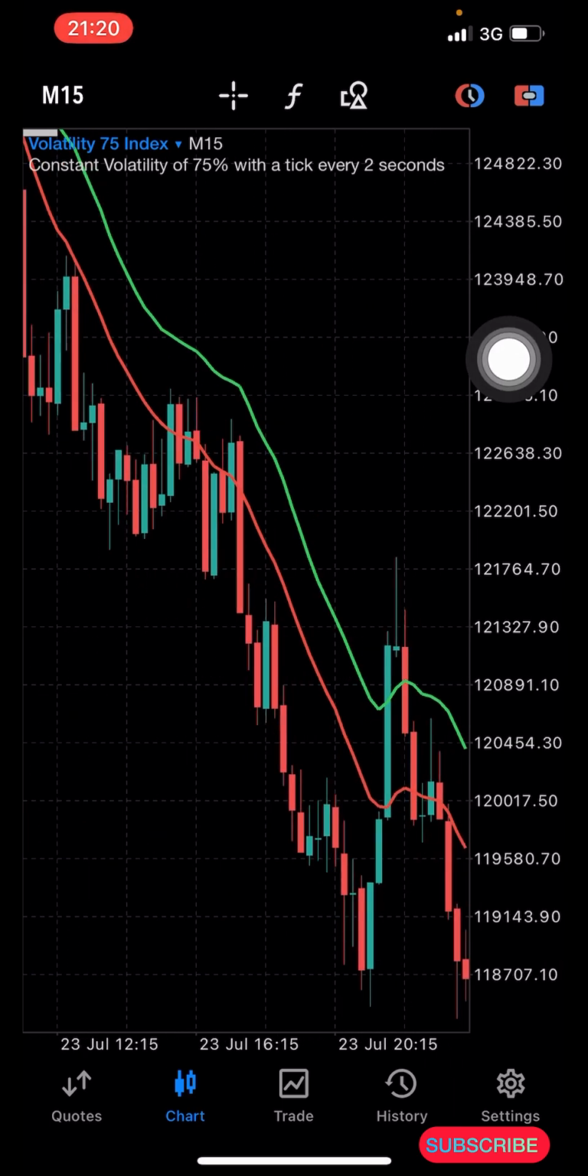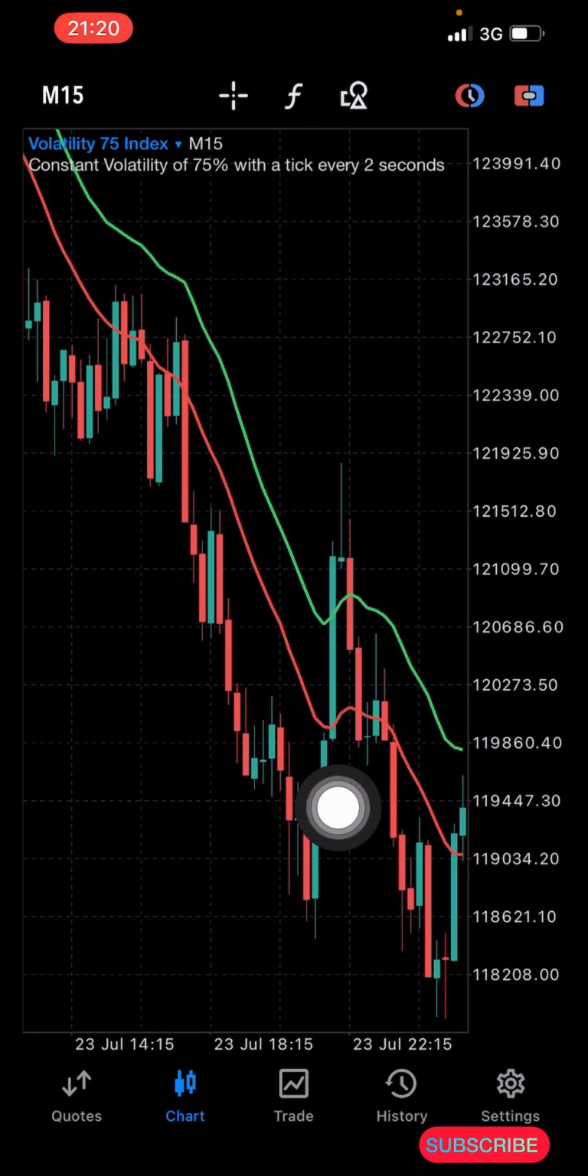You hold till you can see this is where price now closes above the green moving average. Once it closes above it like this, you exit the market. Then you wait for price again to close. This is a sell condition, right? So we are only looking for sell entries alone. So you wait for price to close below this red moving average.